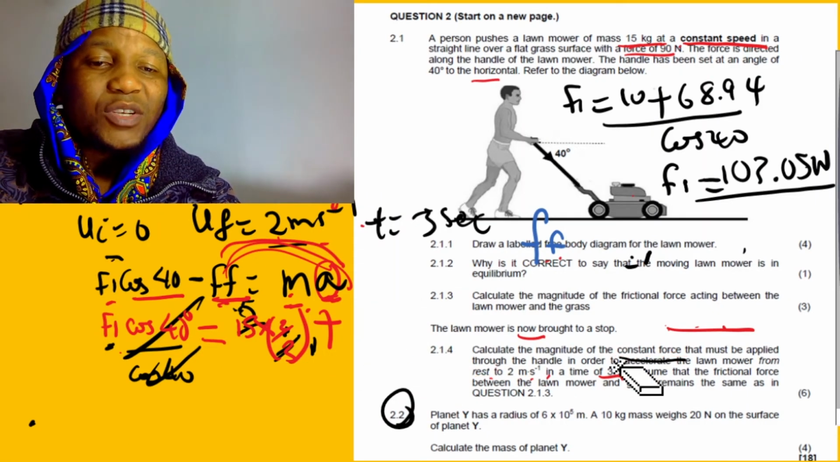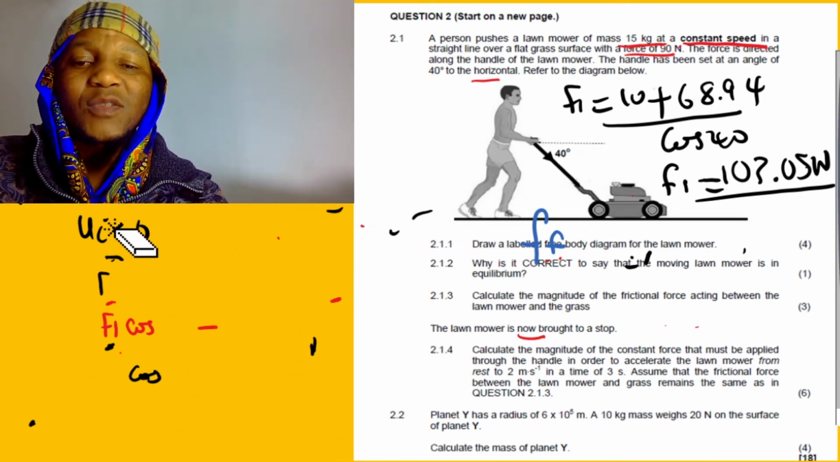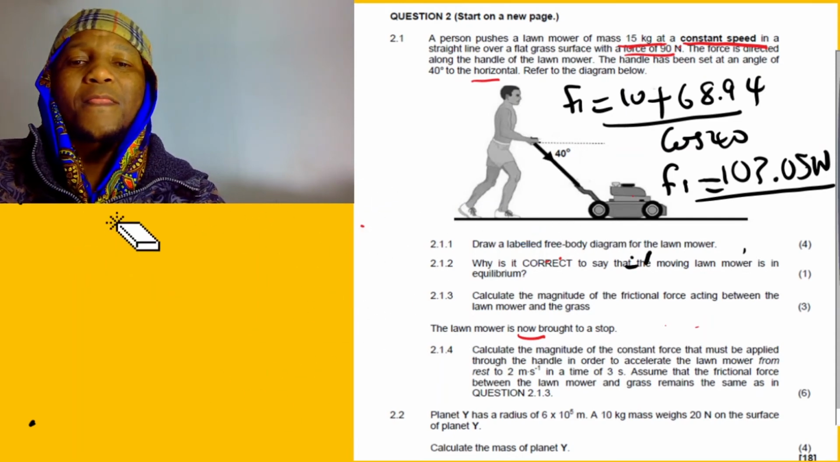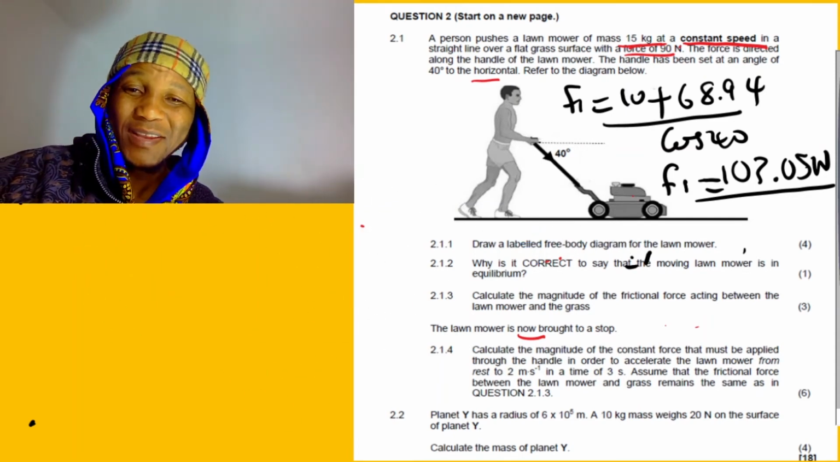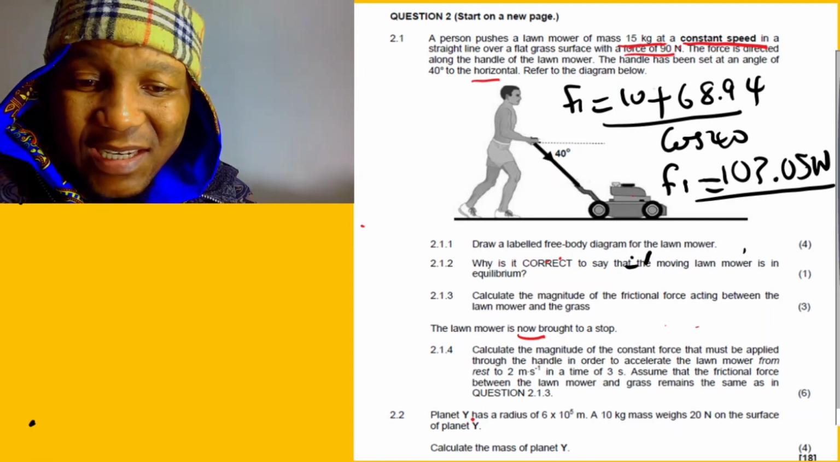And let's do the second question here. I mean 2.2. Question 2.2. Let's do it. Okay, question 2.2. So in question 2.2, they say here, a planet Y.